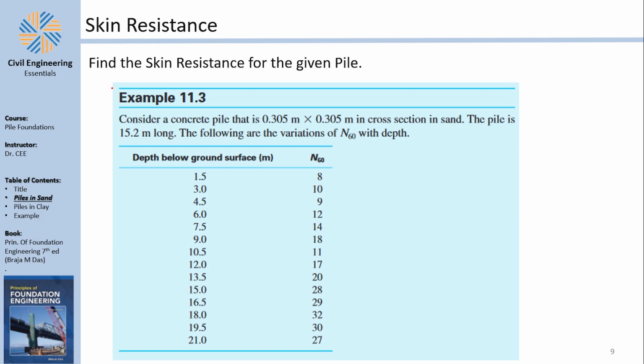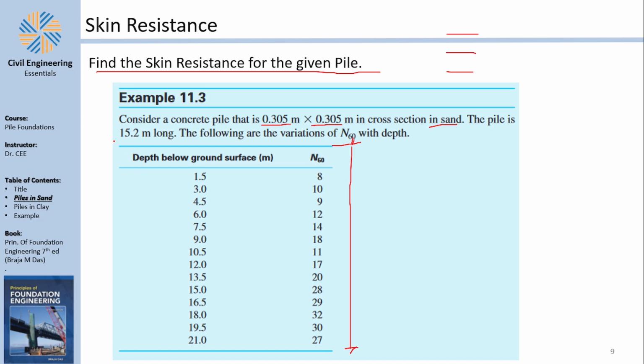Alright, there's an example I want to talk about very quickly. You want to find the skin resistance for a given pile. It tells you that you have a concrete pile, such and such, it's a rectangle, and it's in sand. Notice that all the equations are relying on having homogeneous soil, so a stratified soil is a crazy thing to do. The pile is 15.2 meters long, and those are the variations of N60. Those are the SPT tests taken at every one of those depths.